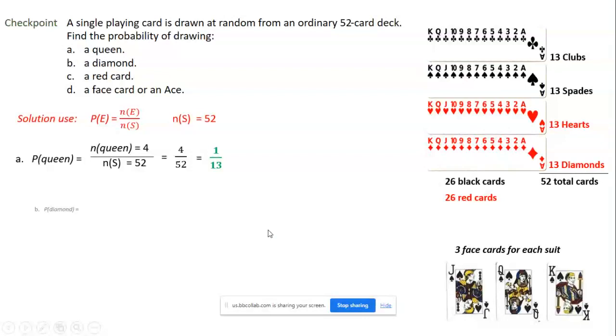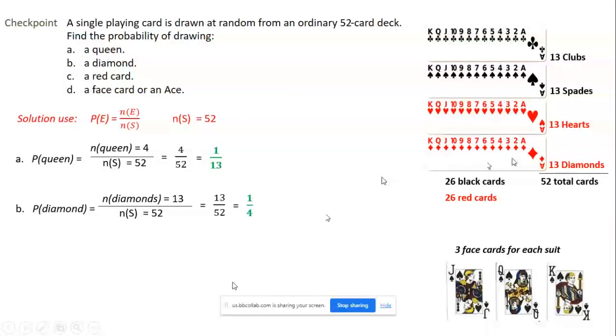So all right, let's look at B, a diamond. All right, so a diamond, we have 13 diamonds, and it's not specific what type of diamond, so we can get either a face card or a number card, right? So my event for getting a diamond, there's 13 diamonds. I'm going to divide that over my sample space, which is 52 cards. I want to simplify that always. So 13 over 52 is 1/4. So out of four suits, the probability that I get a diamond is 1 out of 4, right?